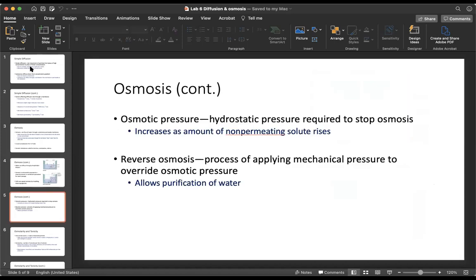Osmotic pressure and reverse osmosis, you should understand these just straight by definition. Remember, osmotic pressure is the pressure that is applied by that dissolved solid to draw water across that semi-permeable membrane. And I remember we used reverse osmosis, applying mechanical pressure to reverse the osmotic pressure and to actually filter water across the semi-permeable membrane.